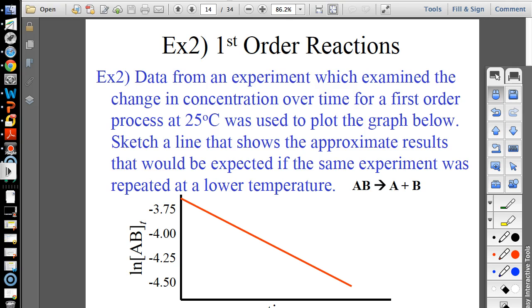Natural log of the concentration, and I see that AB is my only reactant. So overall, first order reaction.